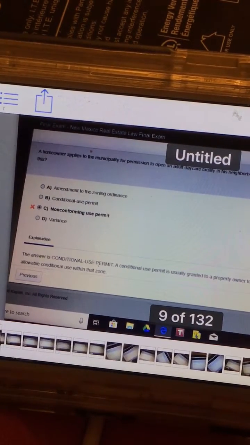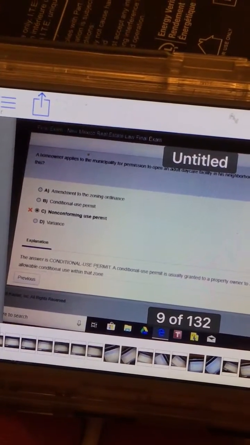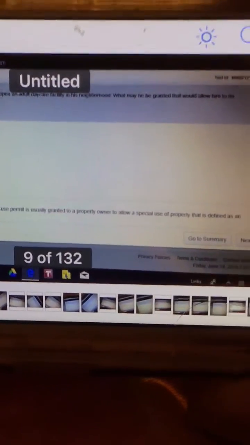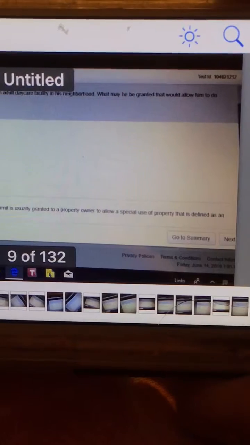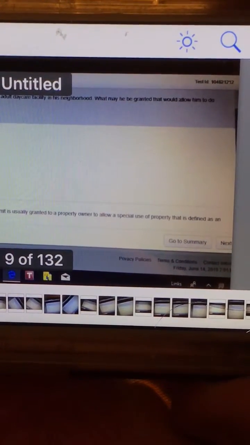The answer is B, conditional use permit. A conditional use permit is usually granted to a property owner to allow a special use of property that is defined as an allowable conditional use within that zone.